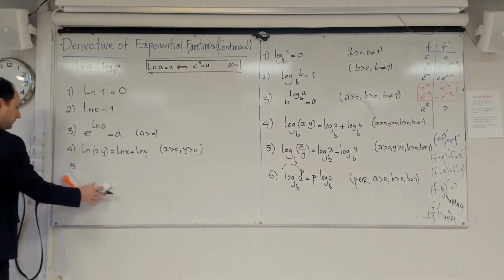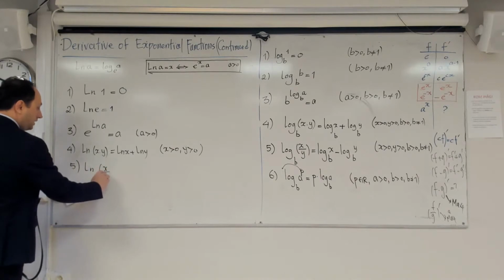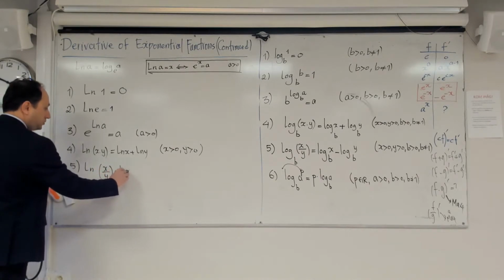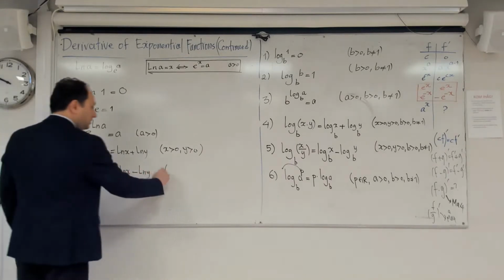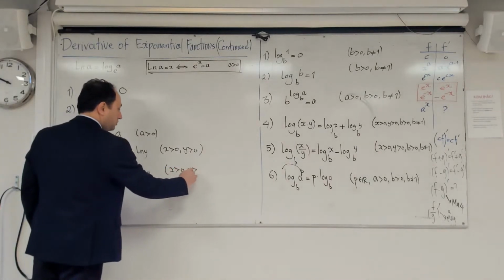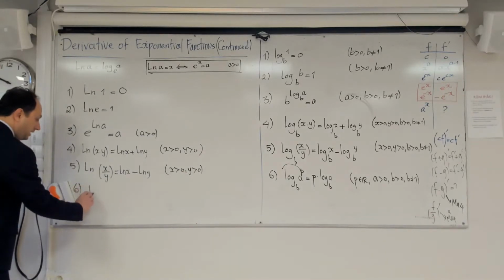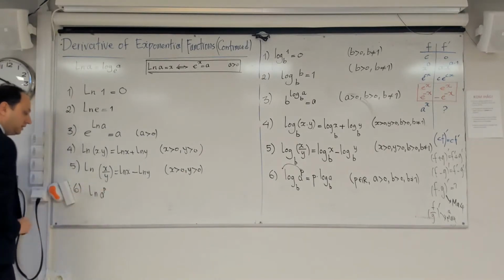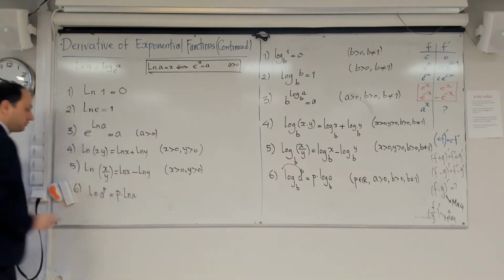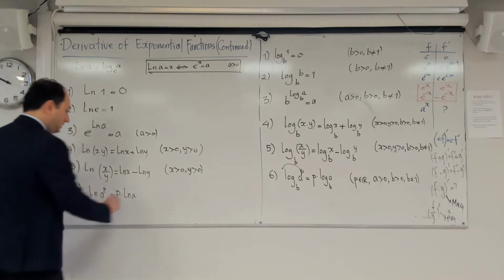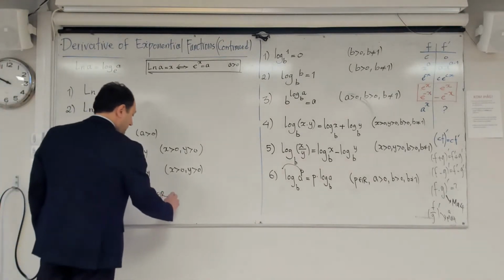Number 5, ln of x over y is simply ln of the numerator minus the ln of the denominator. Again, the condition is that x should be positive, y should be positive. And finally, number 6, ln of a to power p. p goes back and is multiplied by the number that you get from ln. Yes? And then here, p is any real number that you like, but a should be positive.